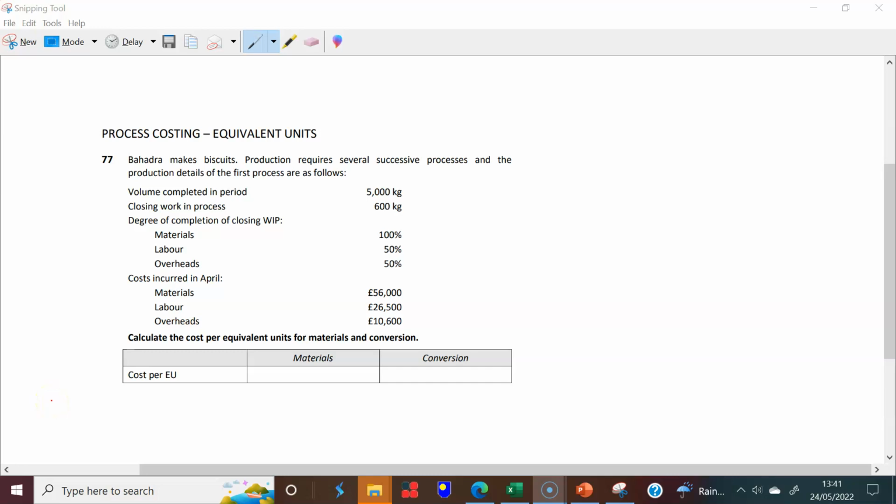Right, so process costing equivalent units. What we're trying to do here is find a way of valuing stock when we have stuff that's partially completed. So hopefully you've tried to read this question. You've seen that here you have completed stock.